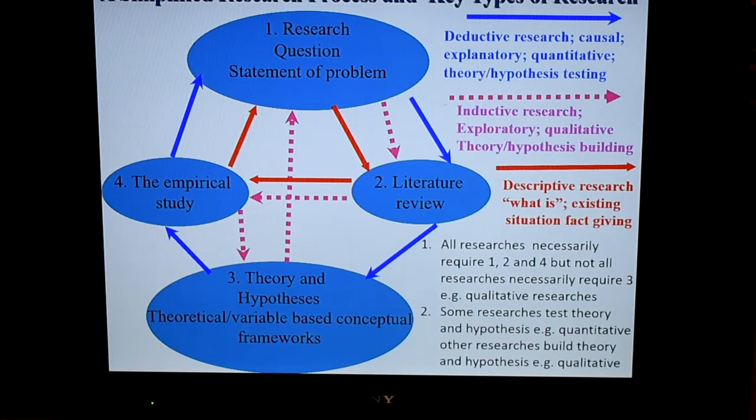What have we learned, therefore? All researches necessarily require one, a research question, two, a literature review, and four, an empirical study. All researches require those. But not all researches necessarily require three, theory and hypothesis. Some researches test theory and hypothesis, that is quantitative research, but other researches build theory and hypothesis, that is qualitative research. This needs to be understood well.